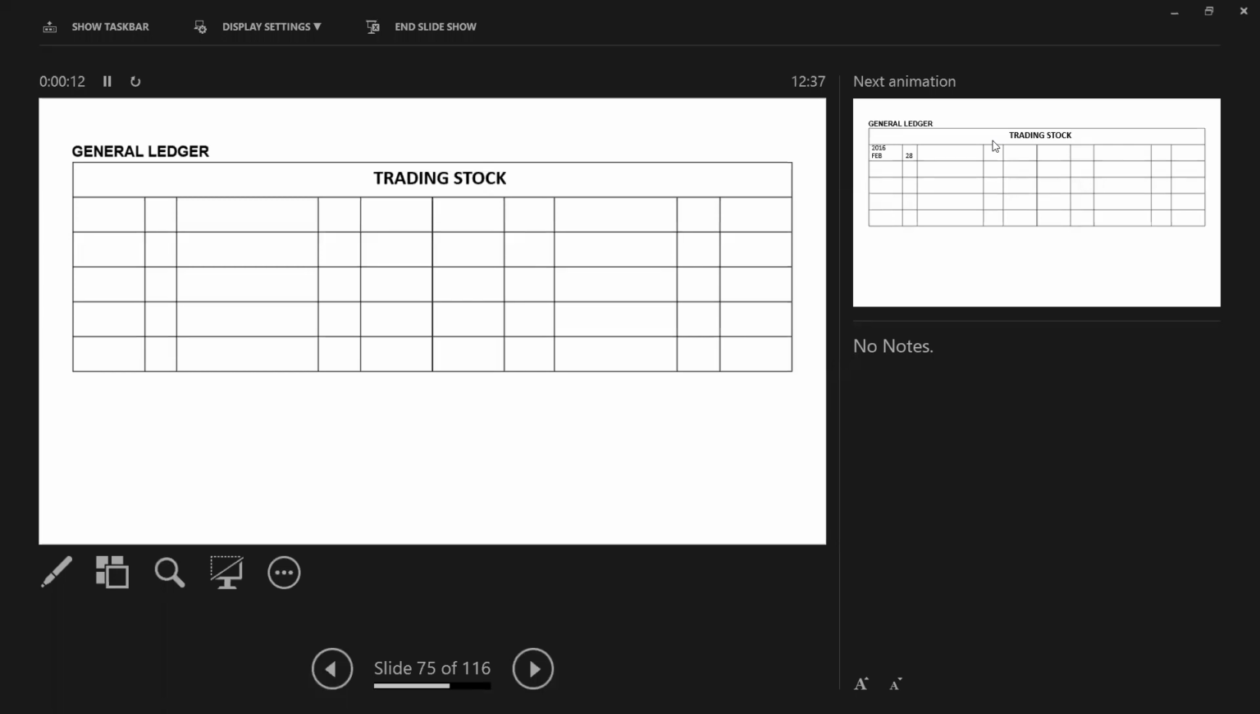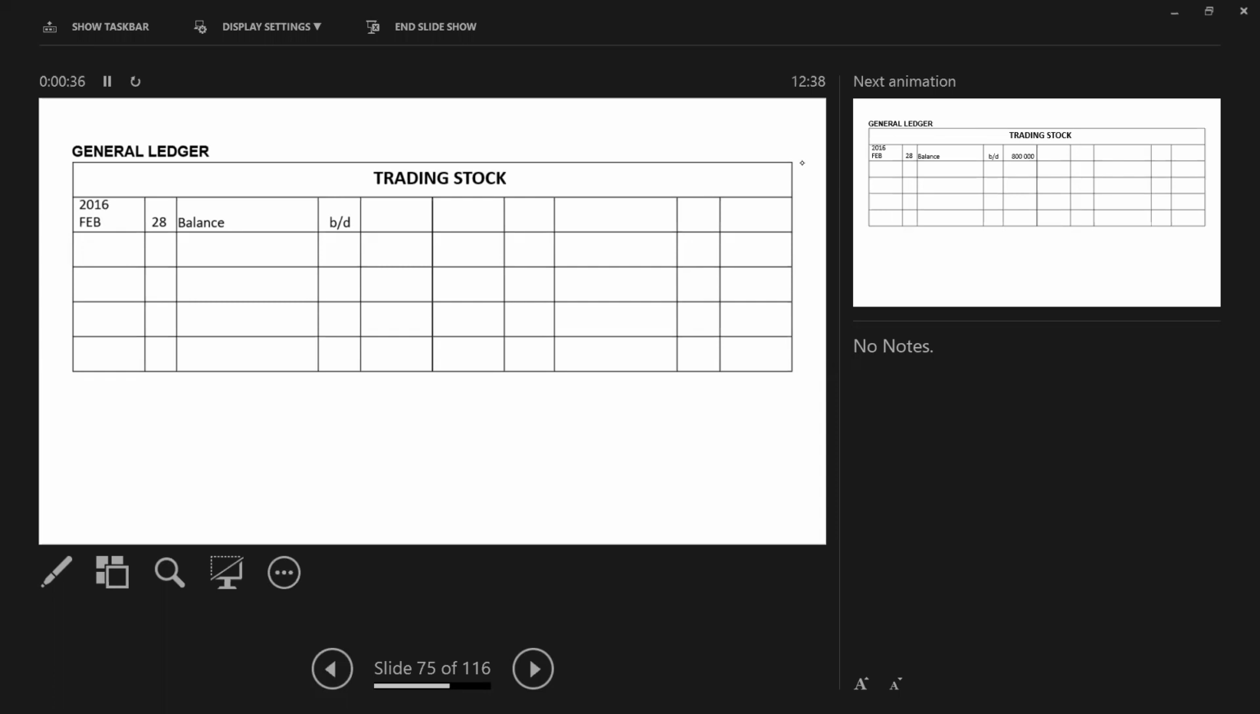Let us look quickly at the general ledger. I will start with the financial position accounts section, starting with trading stock, obviously. Our balance of trading stock at the end of the financial year was 800,000. That was in the trial balance. Remember, this is all happening on the 28th of February.